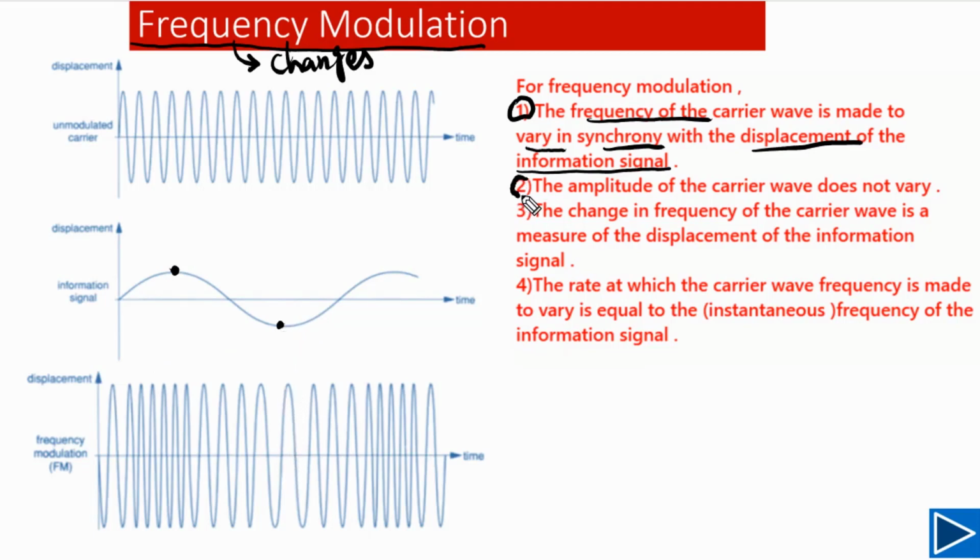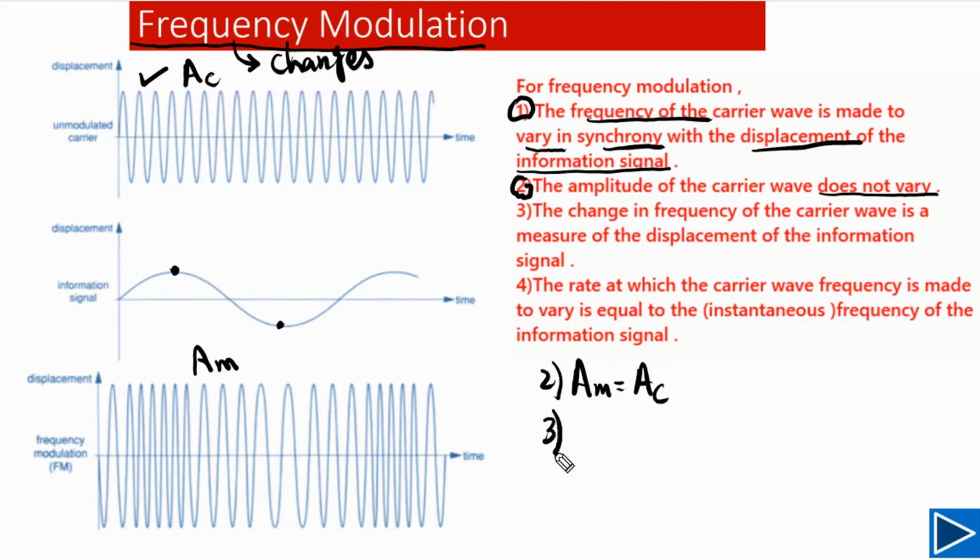Now, next one. Second point is simply telling us the amplitude of carrier wave does not change. So this is frequency modulation. In this case, frequency of carrier wave changes, but amplitude does not change. So we can simply say that in this case amplitude of modulated wave is the same as amplitude of carrier wave. So you can see here this is our carrier wave, it has amplitude AC, and our frequency modulated wave has amplitude AM, and these two are equal.